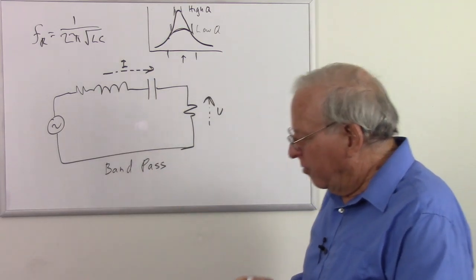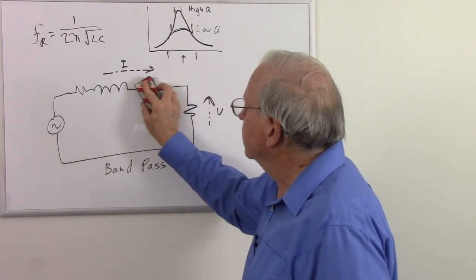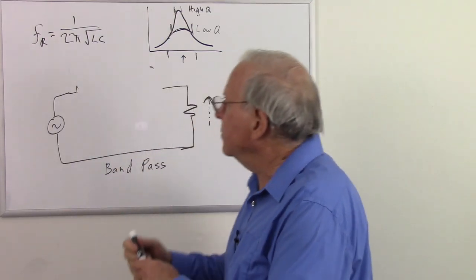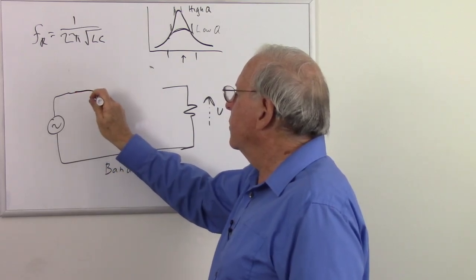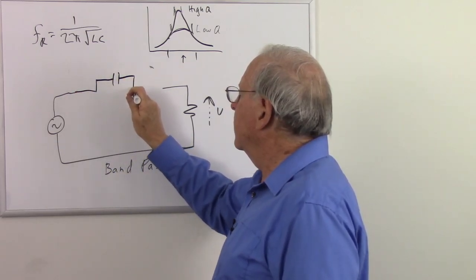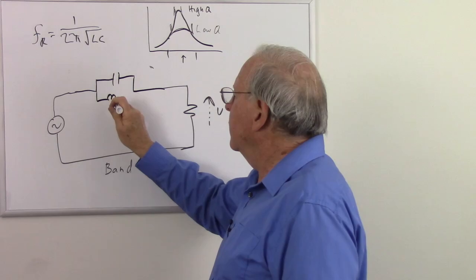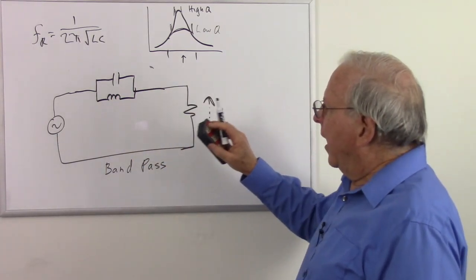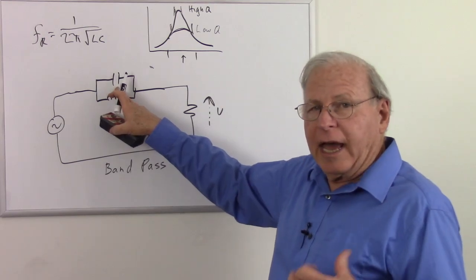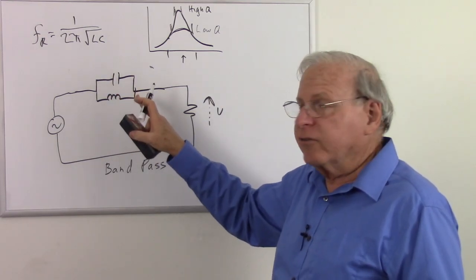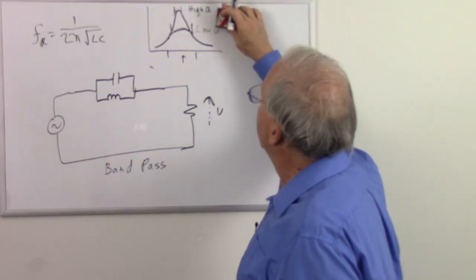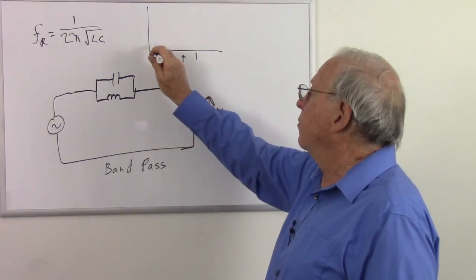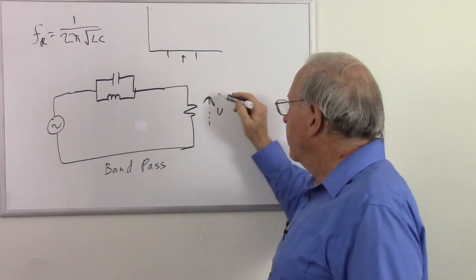Now what happens if we change that to a parallel circuit? Okay, now a parallel circuit does just the opposite. It's going to have a high impedance at the resonant frequency, but above and below the resonant frequency, we're going to get a low impedance. So it's going to act just the opposite. So that's a low impedance at the lower frequency, so we get a lot of current. Therefore, we get a lot of voltage here.